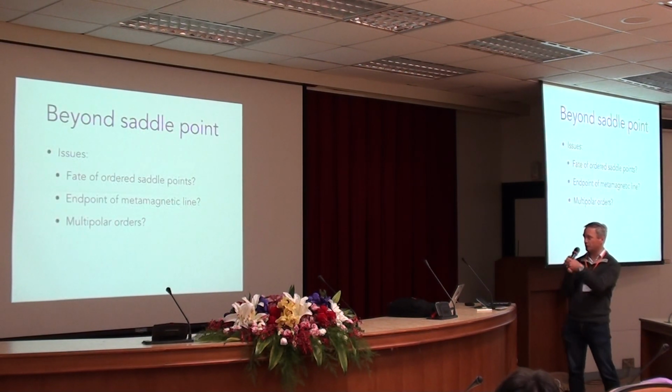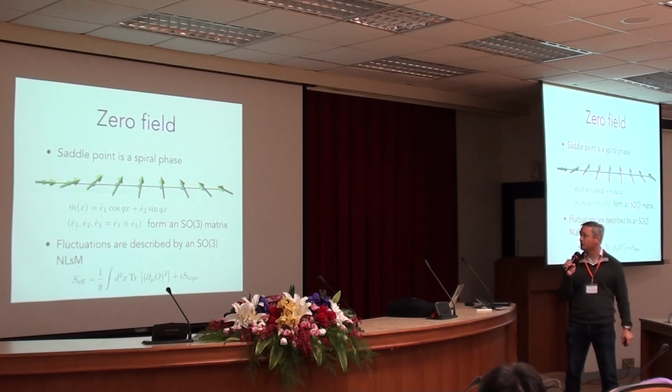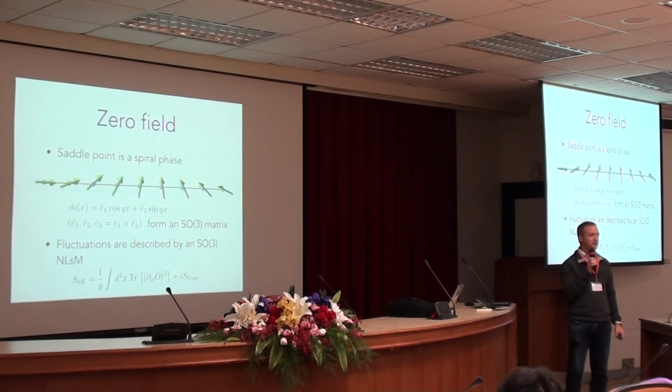Okay. Yeah, so these are kind of the three issues. So what is the nature really of these ordered saddle points when we include fluctuations beyond the saddle point? How do we describe the endpoint of this metamagnetic line, and how do the multipolar orders arise? Okay. So let's talk about the first one, the effects of fluctuation.